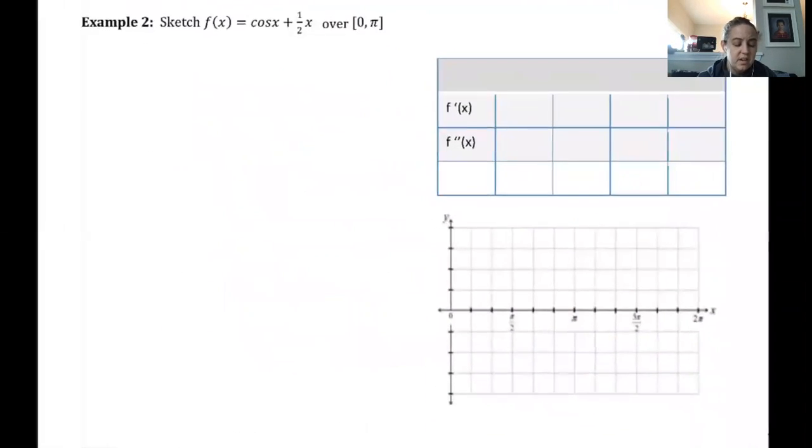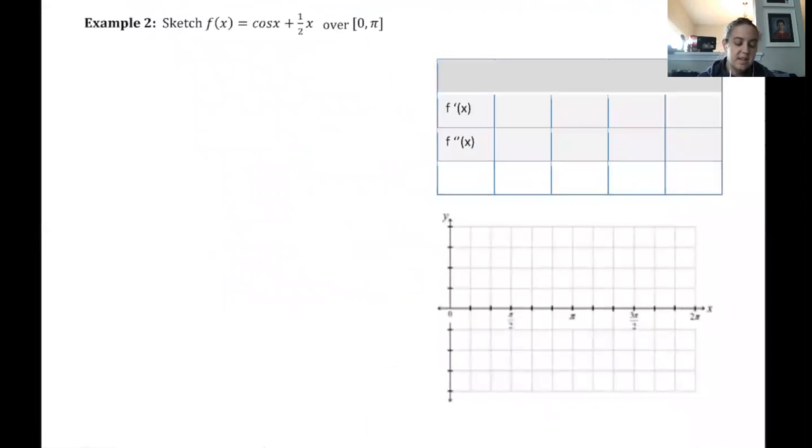Trig functions. Sketch f of x equals cosine x plus 1/2 x between 0 and pi. So we want to do all those steps with that first derivative. The derivative of cosine is negative sine of x. The derivative of 1/2 x is 1/2. You're going to set this equal to 0. And to solve this, I'm going to move the sine of x to the left. So sine of x is equal to 1/2.